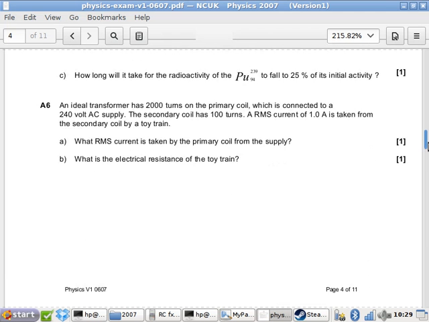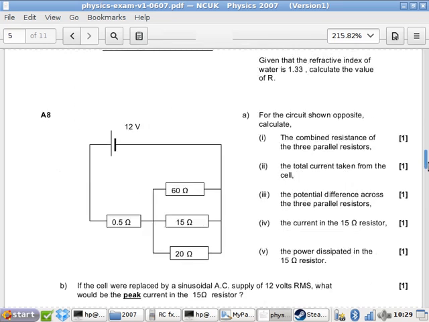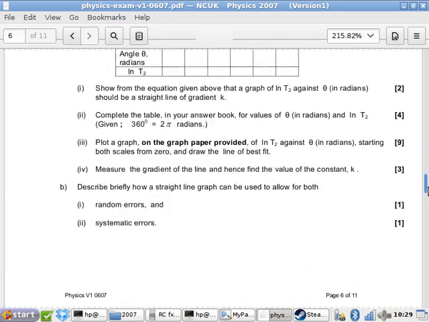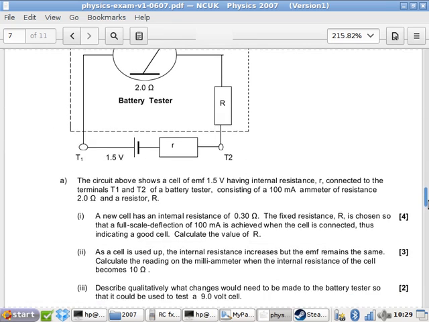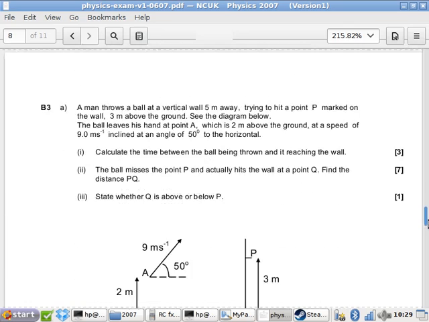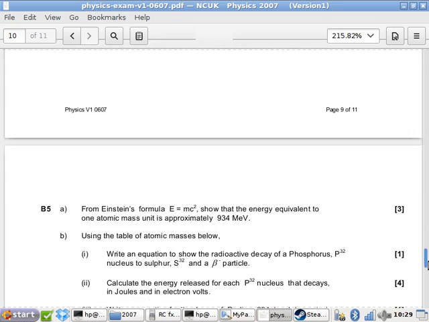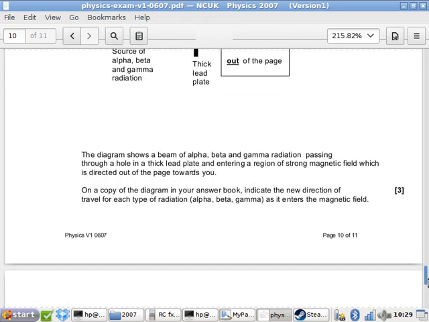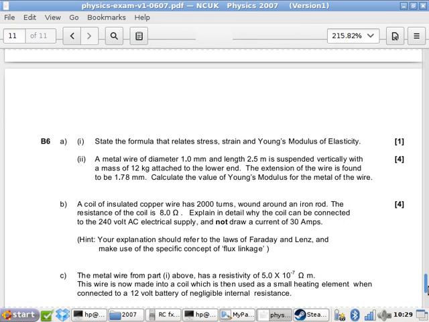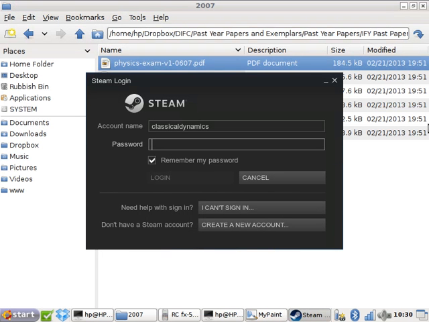Okay. There's a transformer question. That's electricity. What the heck is that? That is electricity again. That's a projectile. An atom. And atoms again. Ah, here we go. And maybe the fields question isn't great here.